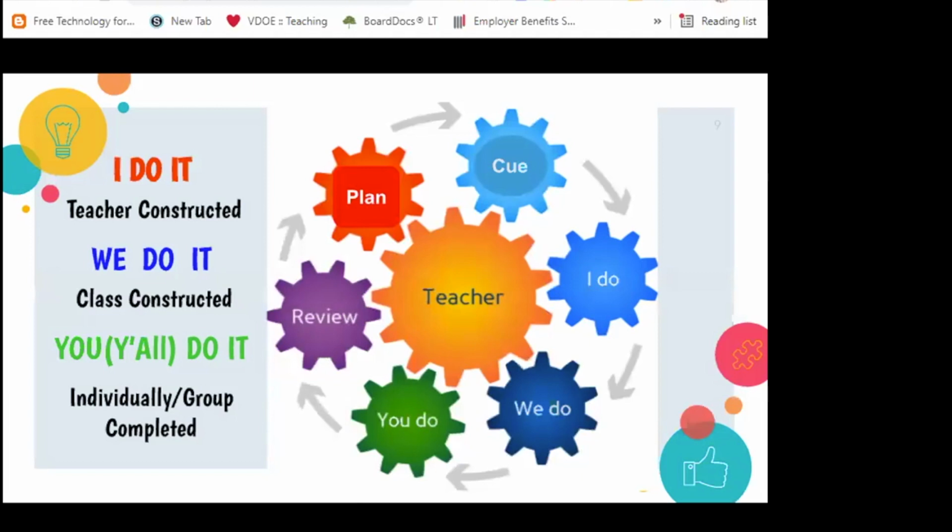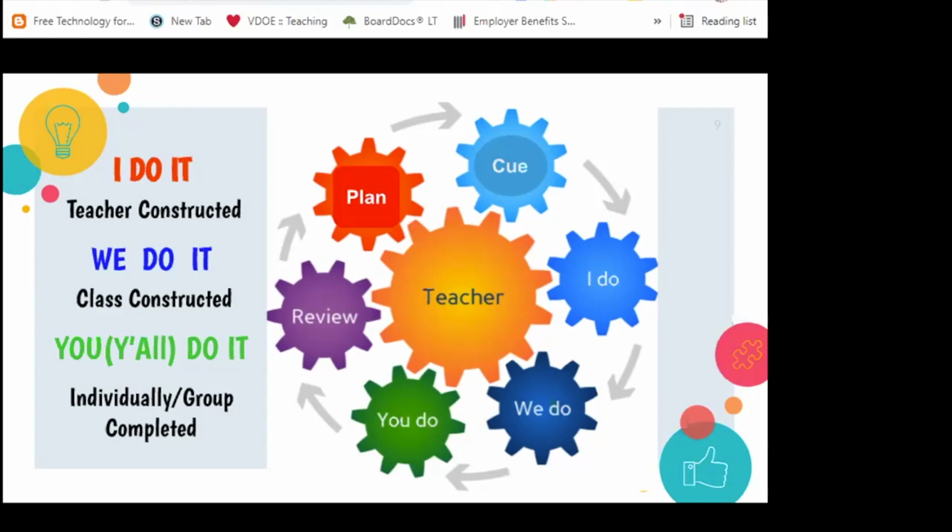One of the other things I love about SIM is they give you this idea of I do it. First the teacher constructs it. You should never use a routine without the teacher having done it beforehand, because you want to know what it is that you're looking for. If you don't even have a sketch, then it's really hard to guide people to where you want to lead them.